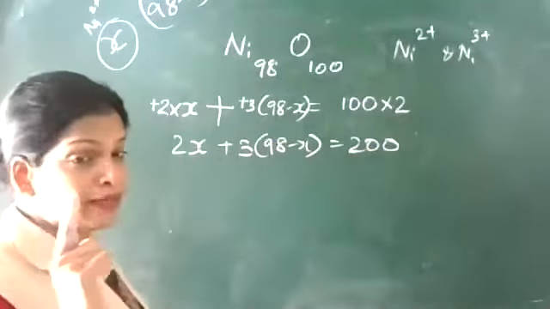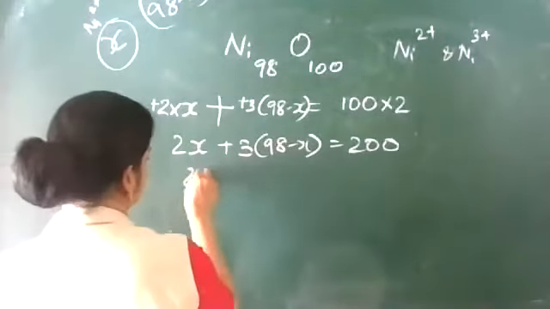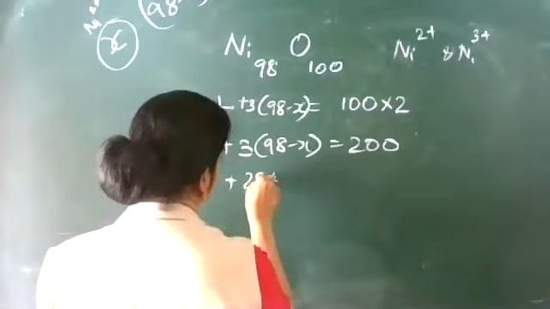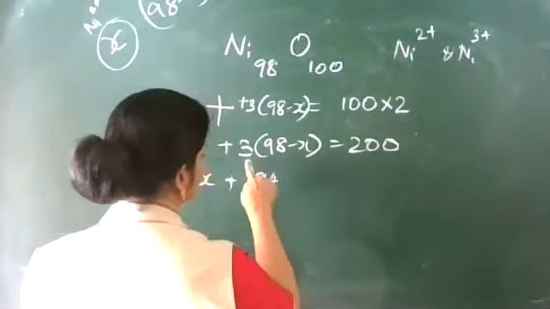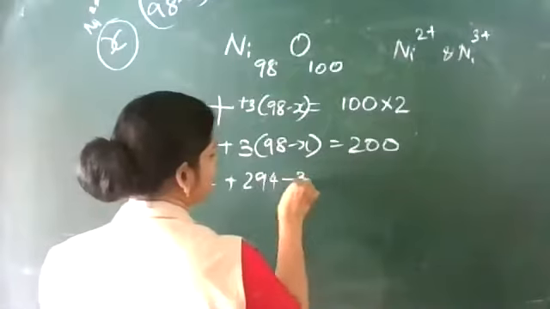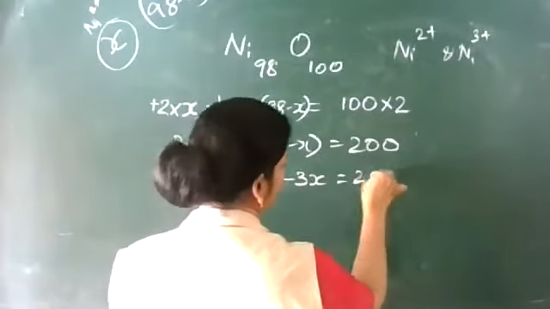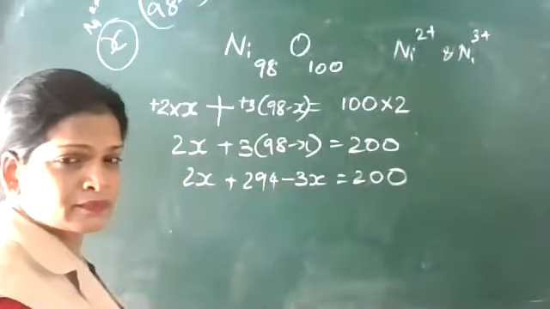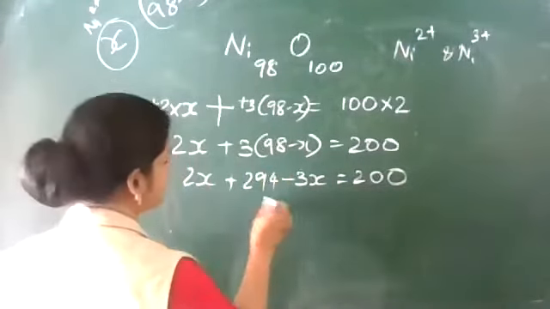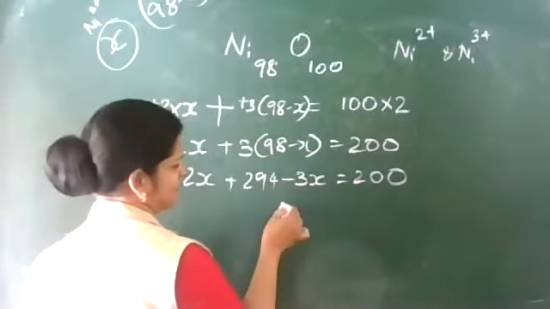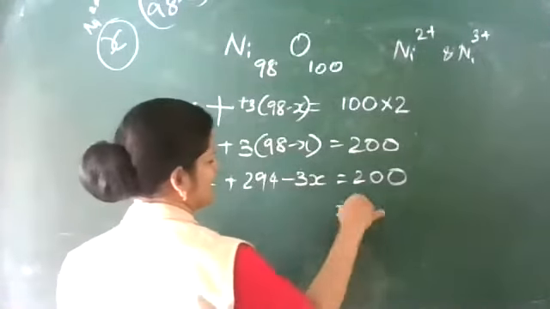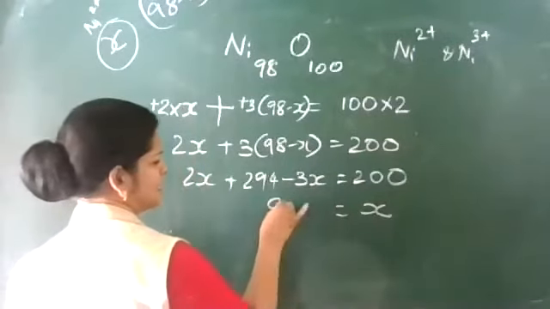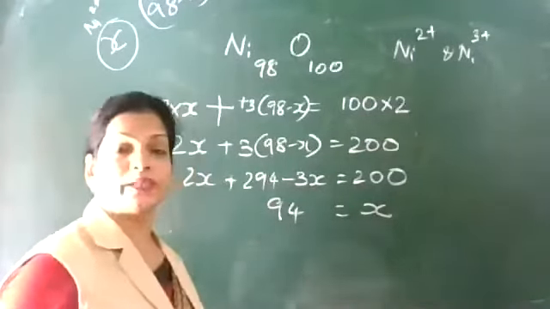X is the number of Ni2 plus. So 2x plus 294 minus 3x is equal to 200. Minus 2x minus 3x, that means minus x. I'm taking x to that side and this side, so 294 minus 200 is 94. X is equal to 94.